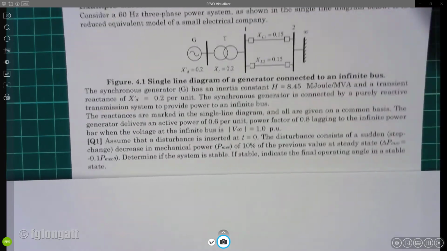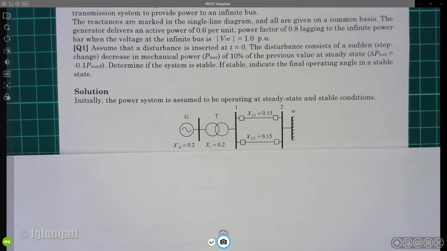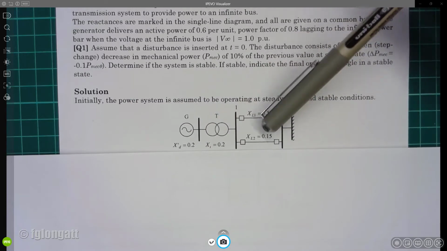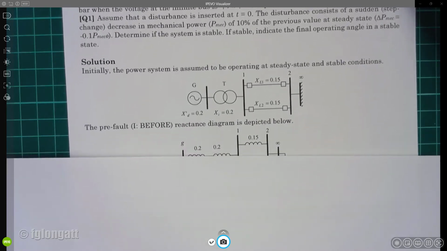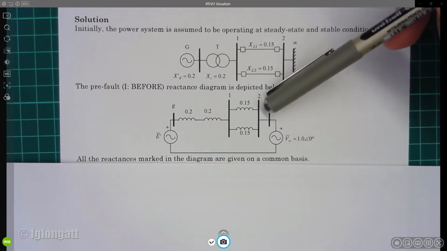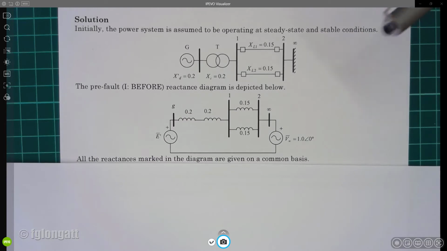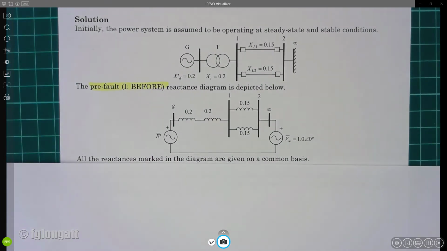Well, what you need to understand is this is the condition previous to the fault, okay? We have the generator, transformer, two transmission lines going to the infinite bus bar, and then we have some load conditions. But before going to the load condition, this is the reactance diagram previous to any disturbance. This is the starting condition. The system is working in a steady state.